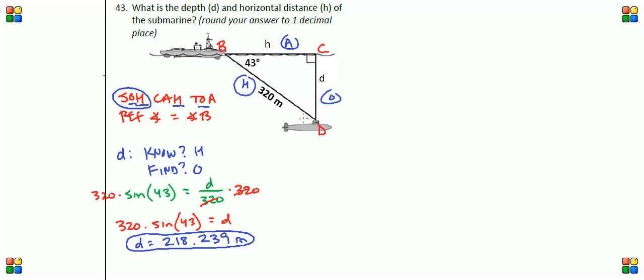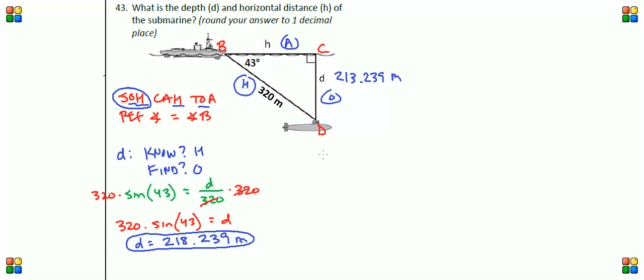This is a continuation video for question number 43. We've already gone through the process of solving for the length of side D, which is 213.239. I'm going to go ahead and label that on our diagram: 213.239 meters. Okay, now we're going to go ahead and use trig to find the length of side H, or side BC.